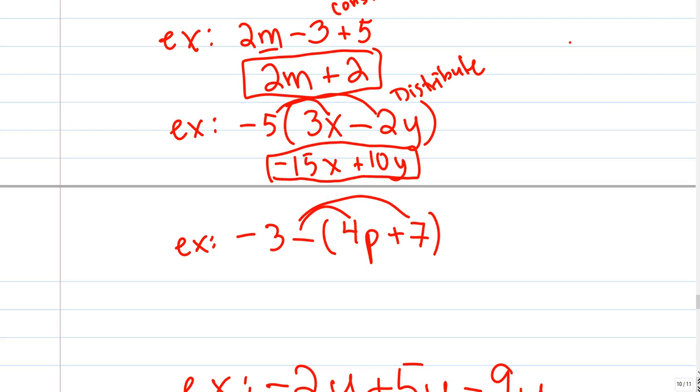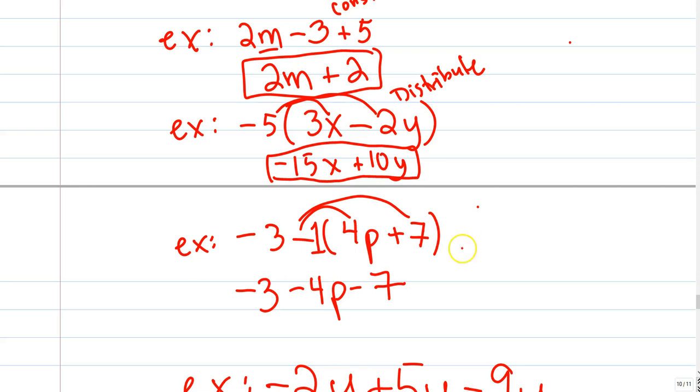I like to think of it, and I'll write it down, but I like to think of that negative as a negative 1. So I'm going to bring the negative 3 down, and I'm going to distribute this negative 1 across the group. Negative 1 times 4 makes that p a negative 4p. Negative 1 times positive 7 makes that a negative 7. Now that I'm done distributing, can I combine anything?